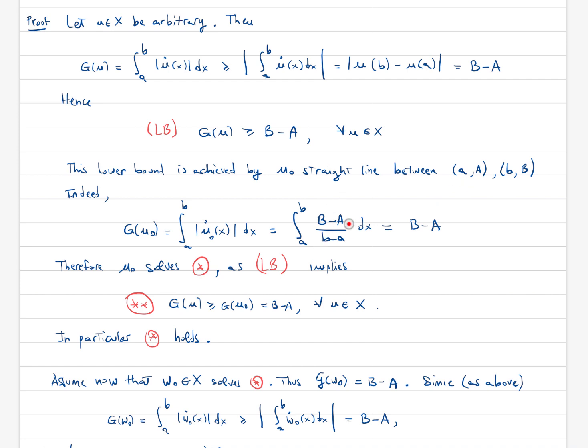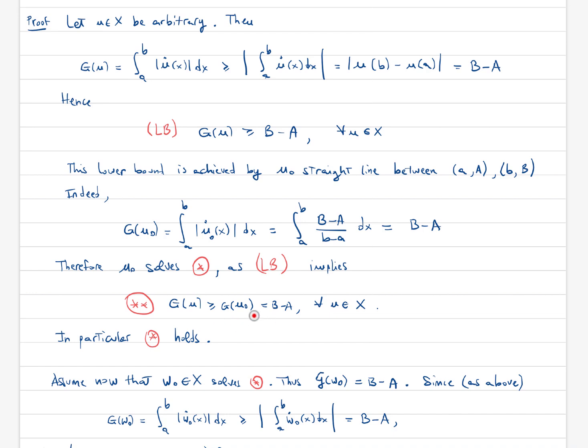So it's just this value here, which is positive by construction, by assumption actually. And so the integral here, the B minus A cancels with the integral, because this is a constant, it goes out, and you're left with the integral of 1 between A and B, so you get B minus A, which simplifies with this, and you're left with this guy here. So we showed that LB is actually sharp, and moreover that it is attained by U0. So this tells you that U0 is a minimizer of G over the set X.